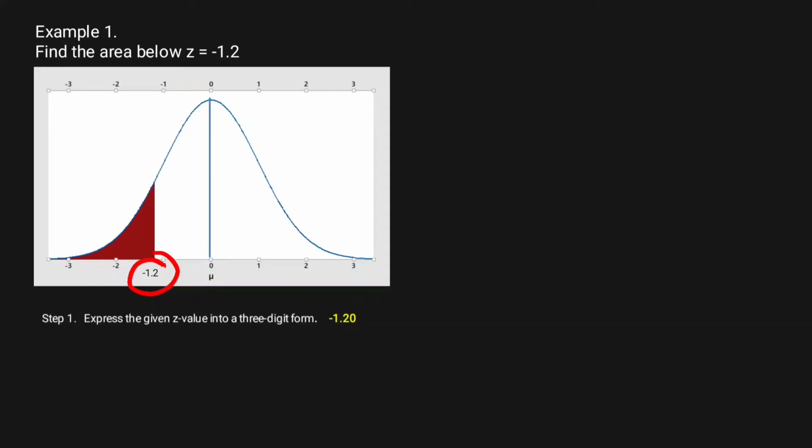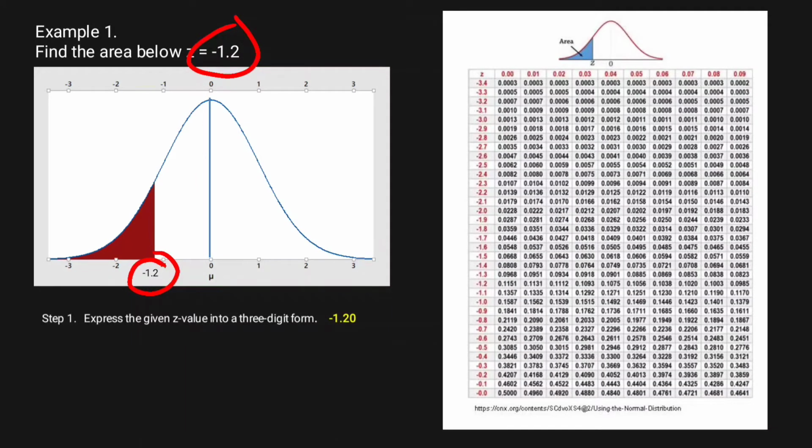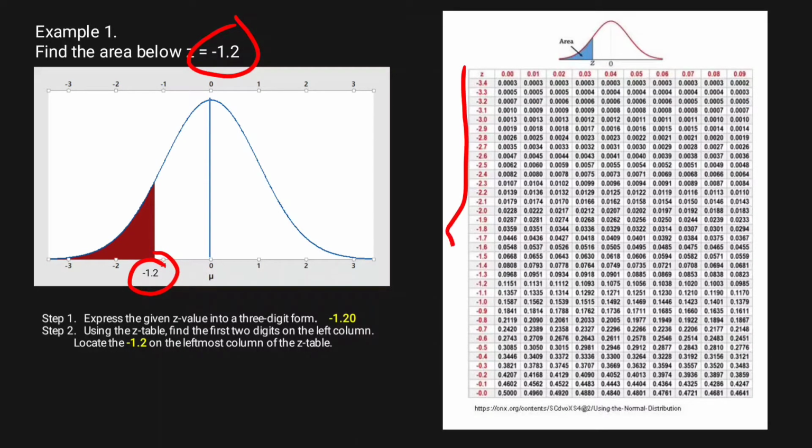Okay, so step 1, express the given z value into a 3-digit form. Since ang z natin is negative 1.2, 2 digits lang, dagdagan natin ng 0 para maging 3 digits siya. Next, gagamitin natin itong table natin, to the left of z. Kaya ang kinuha ko na lang yung negative, puro mga values ng negative. Then step 2, using the z table, find the first two digits on the left column. Locate the negative 1.2 on the leftmost column of the z table. So hanapin natin dito sa part na to.